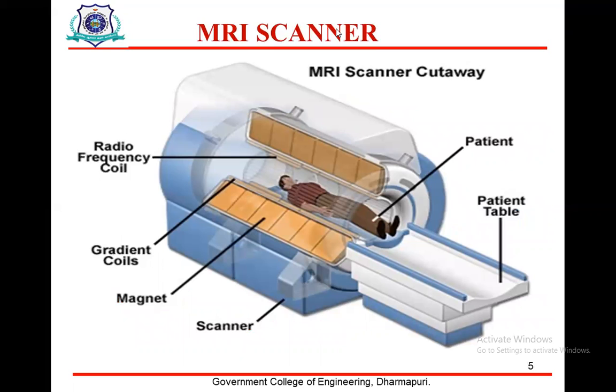Now this is the MRI scanner. There is a patient table here where the patient is placed, and there is a radio frequency coil, gradient coil, magnet and scanner.